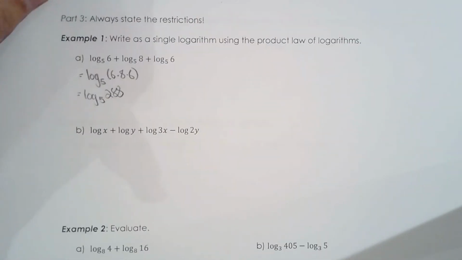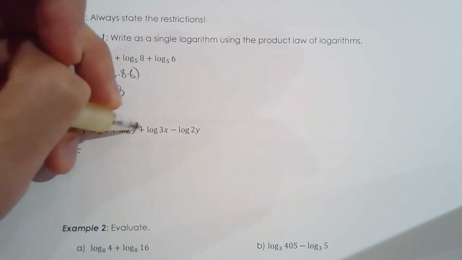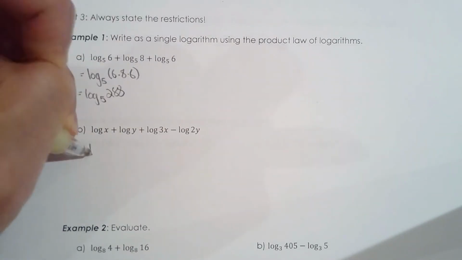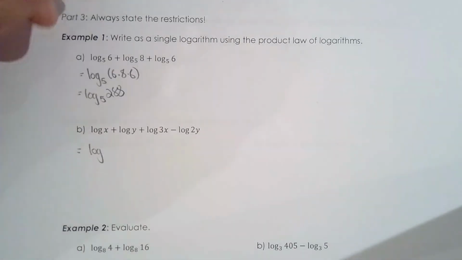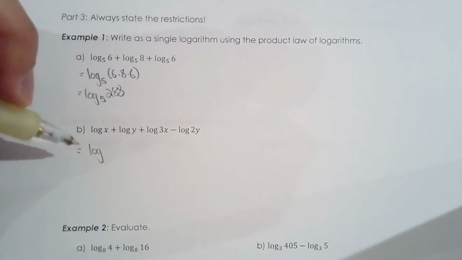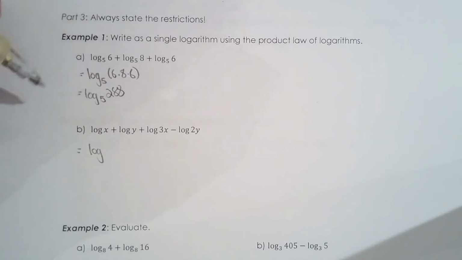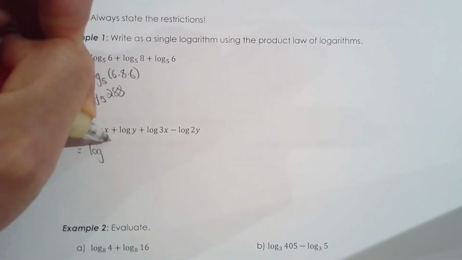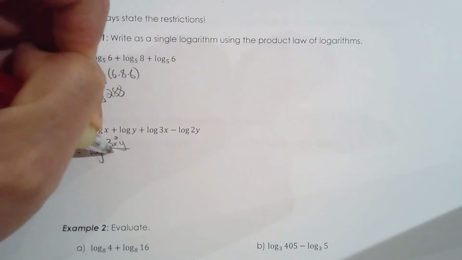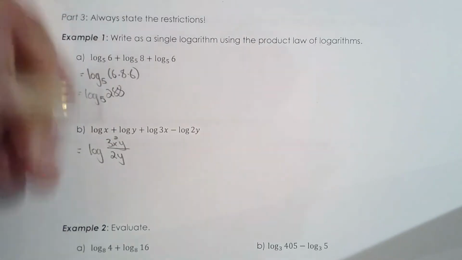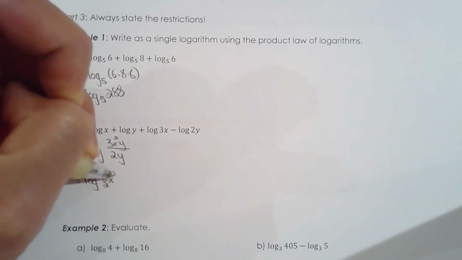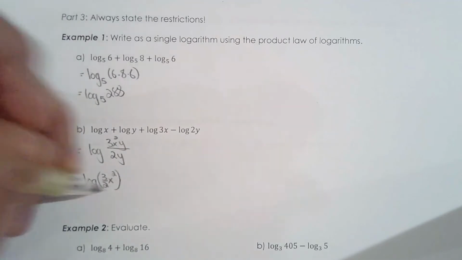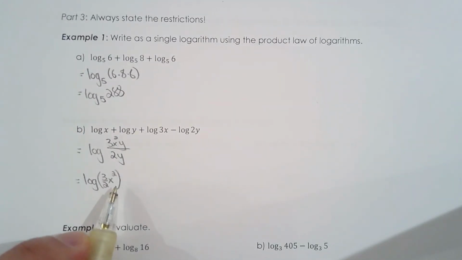Okay, so here add, subtract, and of course all base 10. Always double check that the bases are the same, because you're not allowed to use the product law or quotient law of logarithms if the bases are not the same. So this is going to be 3x squared y over 2y. Simplify that, so you get 3 over 2 x squared. Let's put in brackets so we know that it's not log of 3 over 2 times x squared.